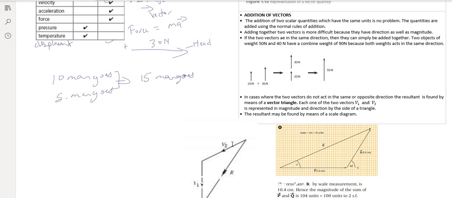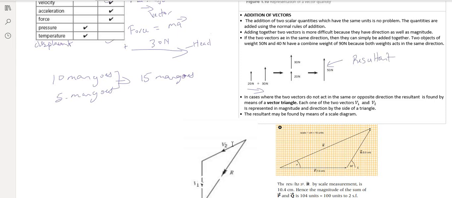Now, this example here is quite fine, where we have 20 newtons due north plus 30 newtons due north. So once the vectors are going in the same direction, then it's easier to add them. We'll just realign our vectors one behind the other, so to speak. When we combine those two vectors, it would give us our new vector, which we would call the resultant.